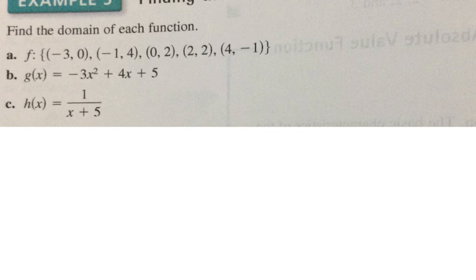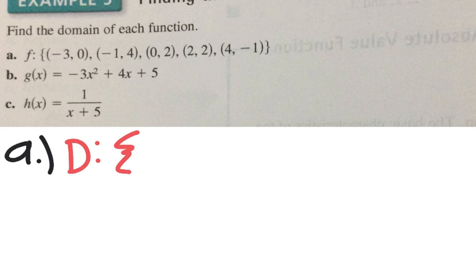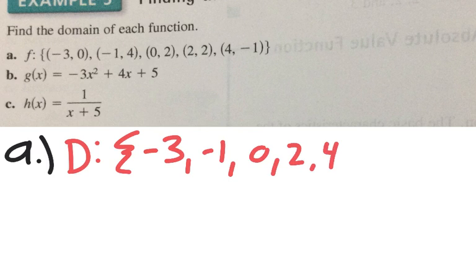Okay, so right here, example 5. It asks me to find the domain of each function. Okay, so A part. This time, my function is just a list of ordered pairs. So when I have a list of ordered pairs, the domain is all x values that are used. So we would say here the domain of A is going to be -3, -1, 0, 2, and 4.